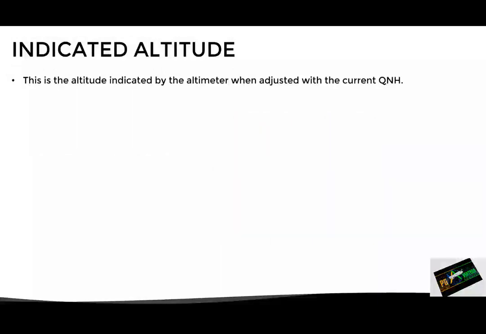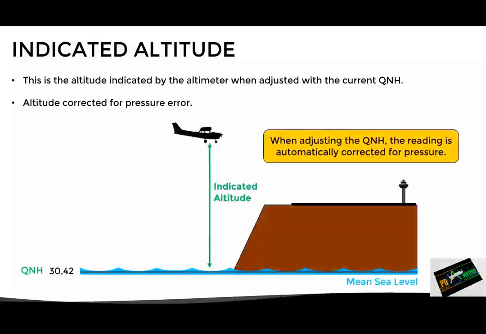This is defined as the altitude indicated by an altimeter when adjusted with the current QNH. We can also say that this is the altitude corrected for pressure error. In other words, when the current QNH is adjusted, the reading is automatically corrected for pressure, thus obtaining the indicated altitude. This pressure correction is necessary since the pressure at sea level is not always the same, meaning that we need to change the barometric reference in order to obtain the correct altitude indication.